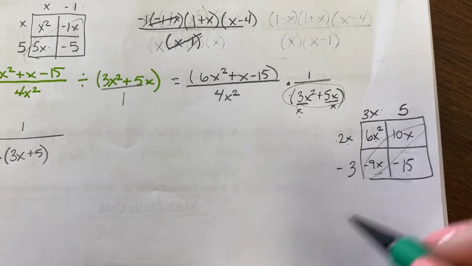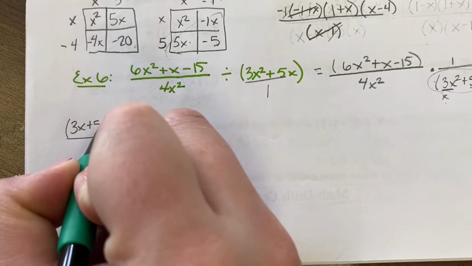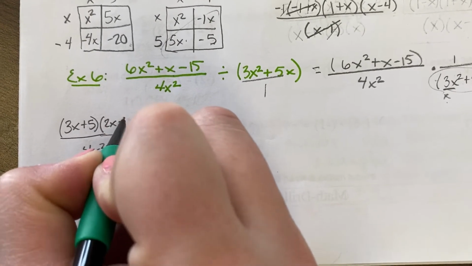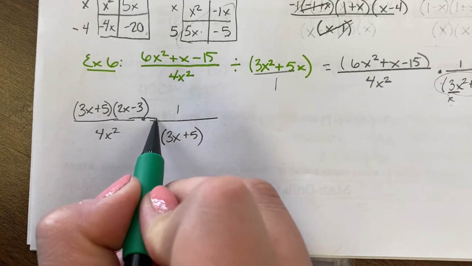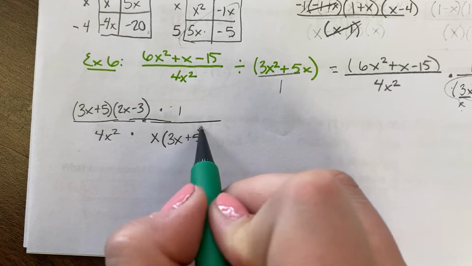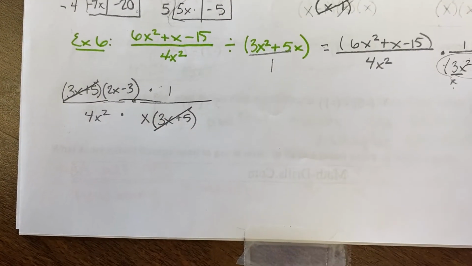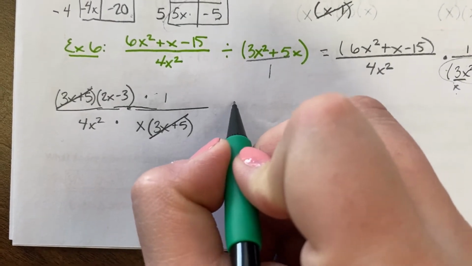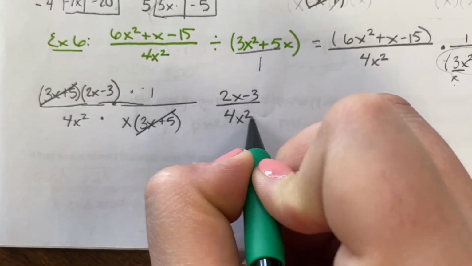So I can use these as the factors. So I've got the 3x plus 5 and the 2x minus 3. So I've got multiply. I'm just going to put a big sign right here and just do like a little multiply, multiply. And I'm seeing this is the same as this. That can cancel. And it looks like that's all that can cancel. So I have 2x minus 3 over 4x squared.